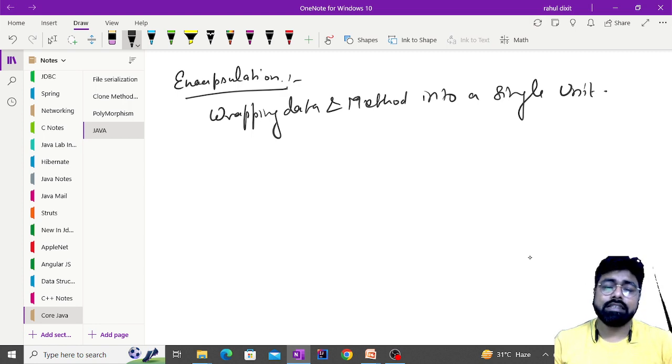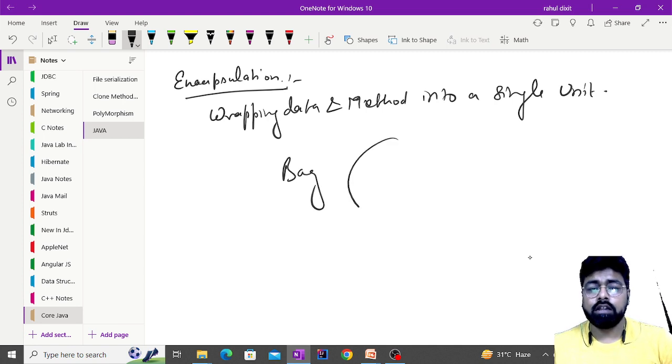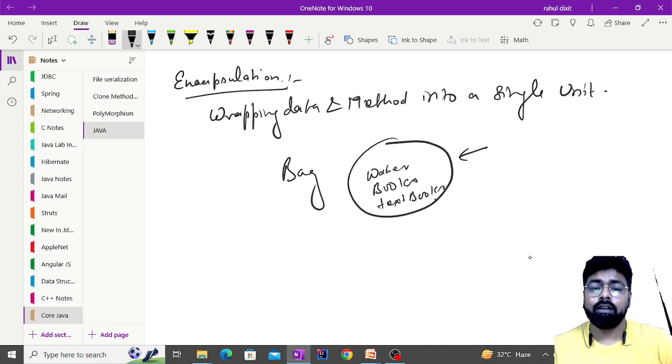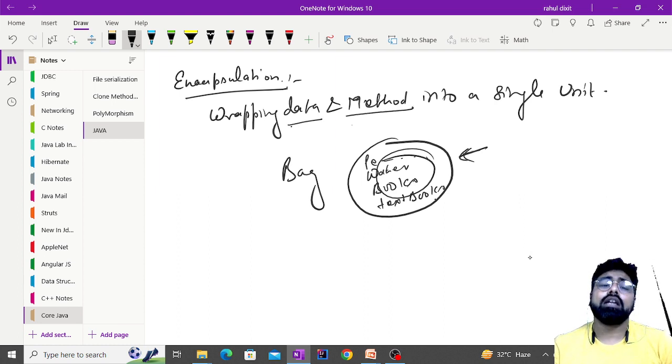In a layman example, let's suppose there is a bag. From the outside, the bag is like one unit, but what is inside? There are pouches. There may be a water bottle, some textbooks, pen, paper, pencil, a whole lot of things. But from the outside world, it is like one unit. So the definition says wrapping of data and methods into a single unit is called encapsulation.